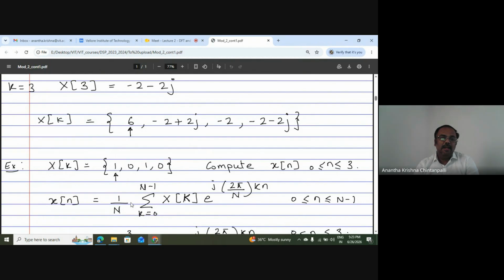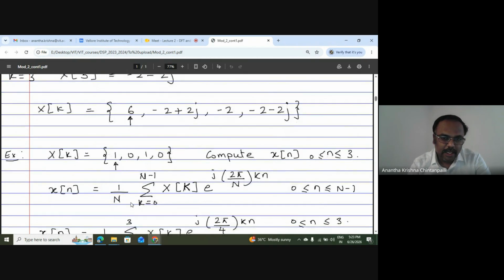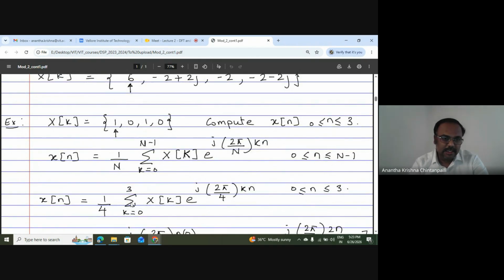Now, given a discrete Fourier transform, which is X of k as 1, 0, 1, 0, I want to compute x of n, right? So that means that I need to compute a 4-point inverse discrete Fourier transform. So again, little n would go from 0 to N minus 1 inclusive. So n goes from 0 to 3. So again, what you do is that you go back to the synthesis equation.